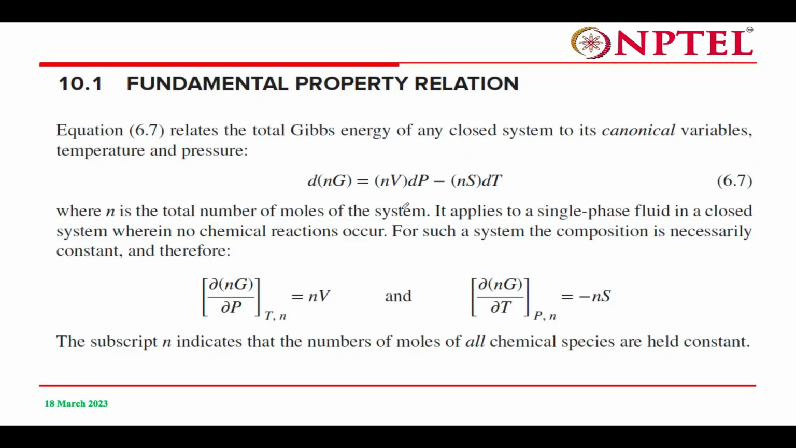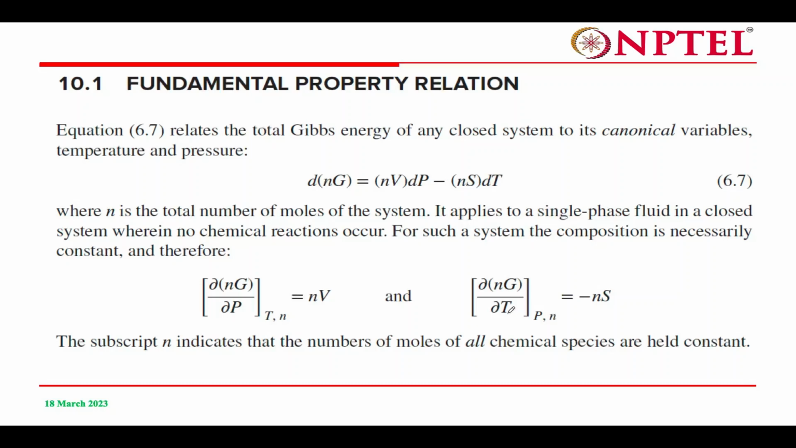As we know, the total Gibbs energy equation for closed systems is d(nG) equal to (nV) dP minus (nS) dT. Here n is the total number of moles of the system. It applies to a single-phase fluid in a closed system where there is no chemical reaction. For such a system, the composition is naturally constant, and therefore we get this. So d(nG) differentiated with respect to P at constant temperature and pressure.